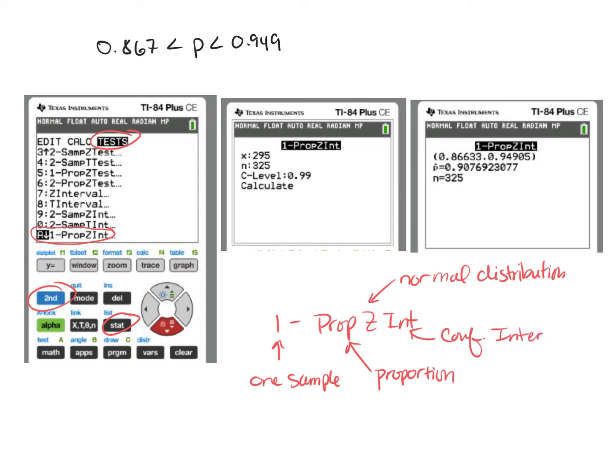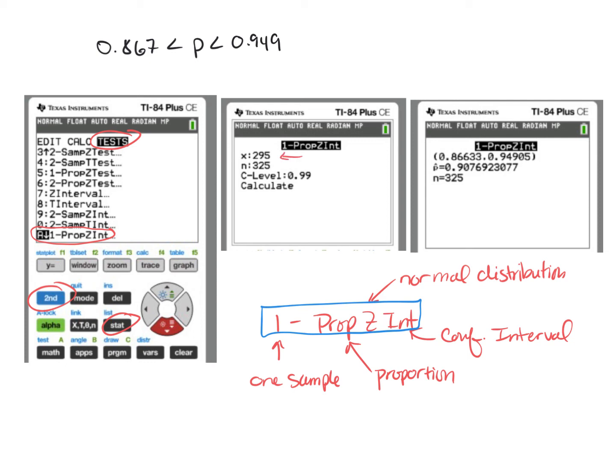So this is how you know which function to use on your calculator. You look and you go, okay, I've got 1 sample. I want to estimate for a population proportion. That's always using the normal distribution, and I'm trying to build a confidence interval. Okay. Once you have that, it's going to ask you for some information.